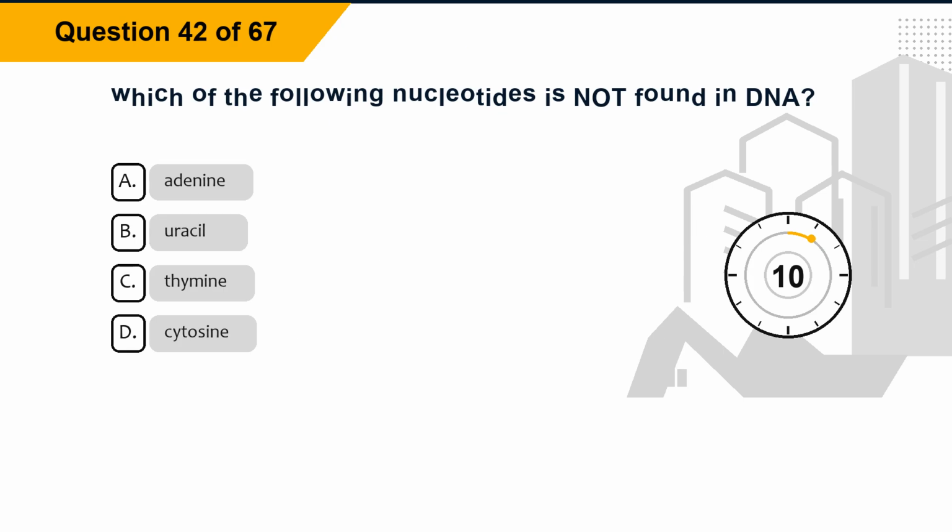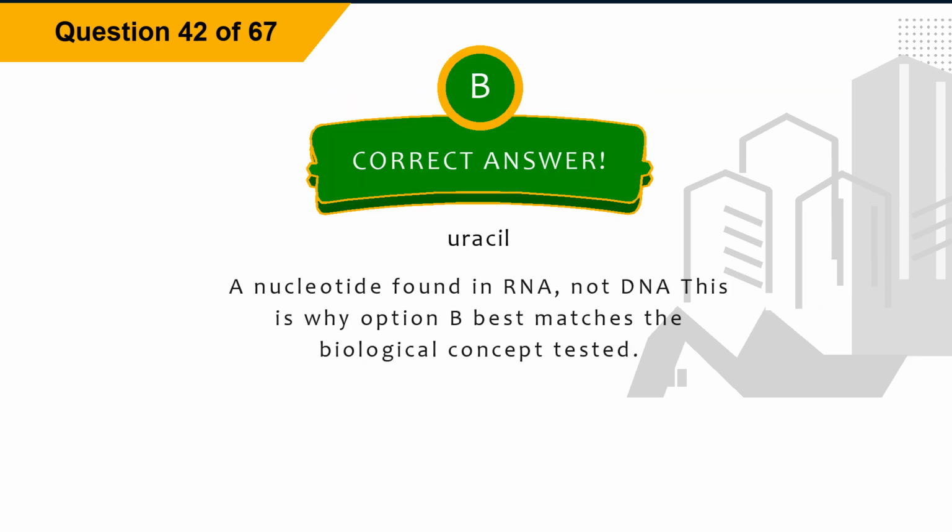Question 42. Which of the following nucleotides is not found in DNA? Option A, adenine. Option B, uracil. Option C, thymine. Option D, cytosine. The correct answer is option B, uracil. Explanation: uracil is a nucleotide found in RNA, not DNA. This is why option B best matches the biological concept tested.